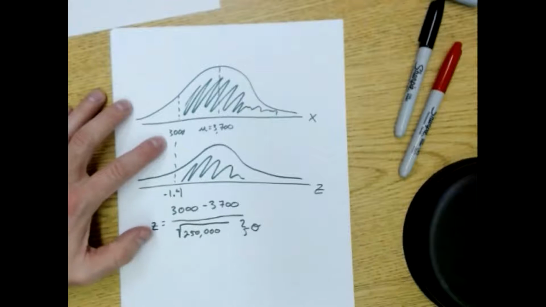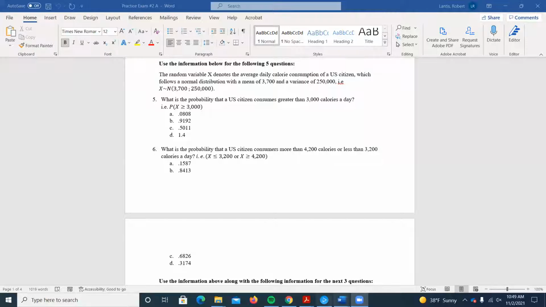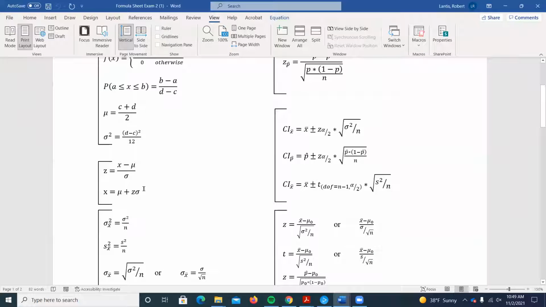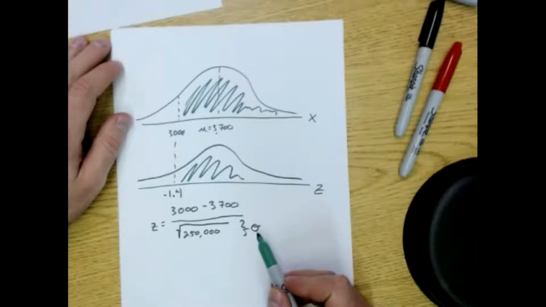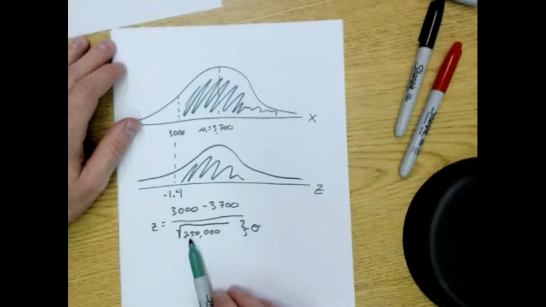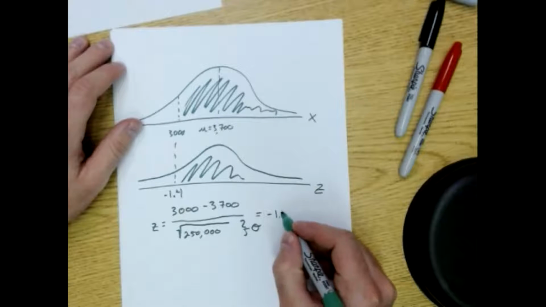Okay, so I've got the word here, but I'll show you what lines up with on the formula sheet. So the formula sheet has our regular normally distributed variable X here. So I've got any normally distributed variable X, I can subtract the mean and divide by the standard deviation, and that would give me my Z value. Now here, we didn't have the standard deviation. All we had was the variance, but I know that the standard deviation is just the square root of the variance, so the square root of 250,000. And put it in my X value of 3,000, my mean of 3,700, and I get negative 1.4.